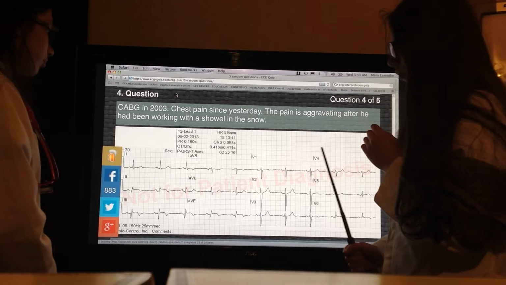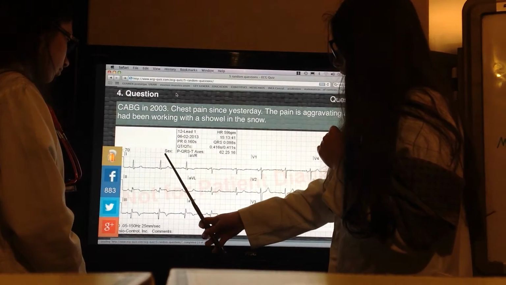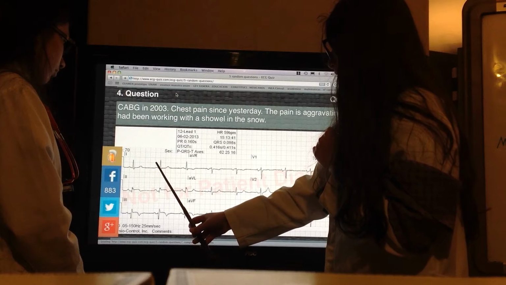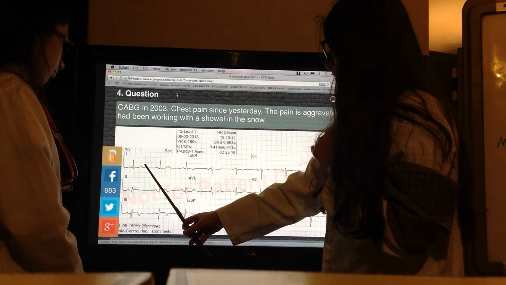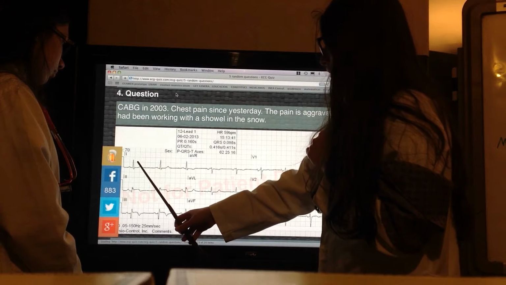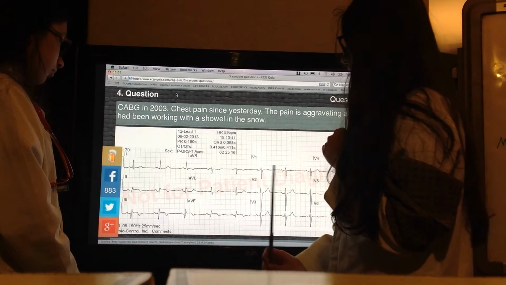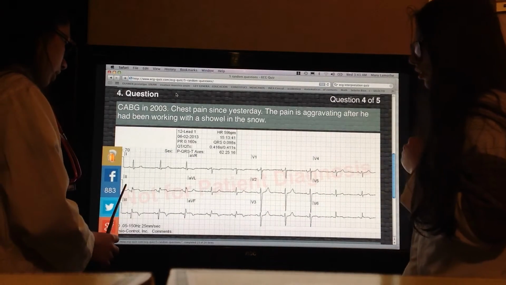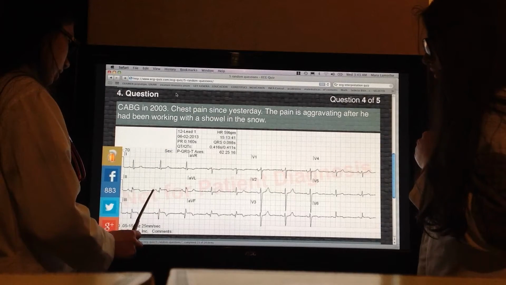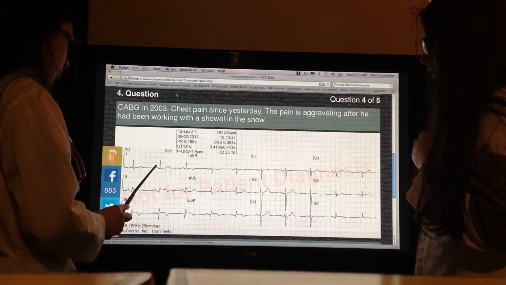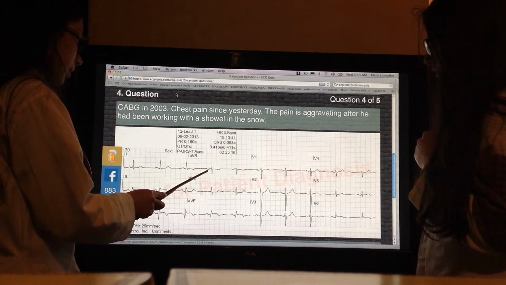First, we are going to see the frequency. If this beat is 300, then this one is 150, 100, 75, 60, so it is between 60 and 50, like 58. The rhythm is sinus because all the P waves have the same shape, and the P is positive in D1, D2, D3, aVF, and is negative in aVR.